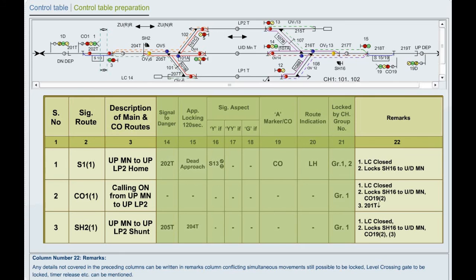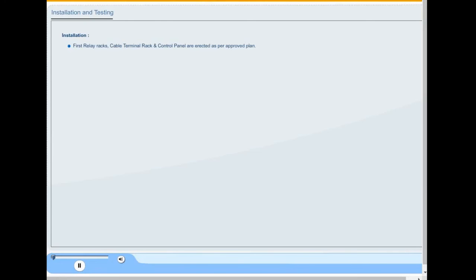Conflicting simultaneous movements still possible to be locked, level crossing gate to be locked, timer release, etc. can be mentioned. And control panels are erected as per approved plan.